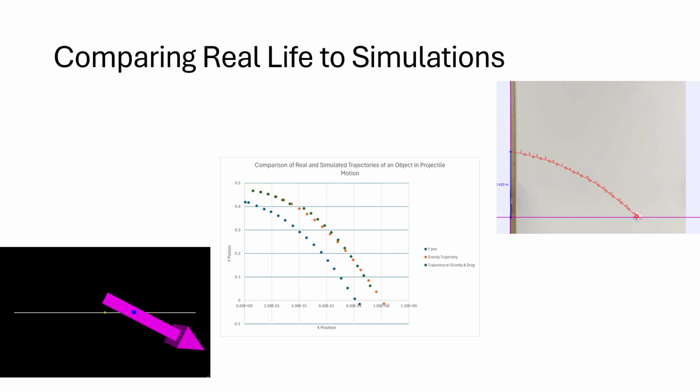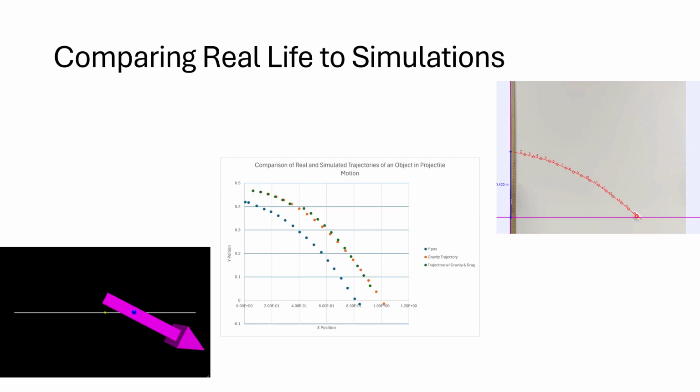Once everything was measured, recorded, and uploaded, it was time to compare the real-life conditions with the simulated ideals in GlowScript. Interestingly, the trajectories of the simulation with just gravity and the simulation with gravity and drag are near identical. This is likely because the drag force was so small that there was minimal force opposing the motion of the object, meaning that the velocity of the object in the x direction didn't change that much.